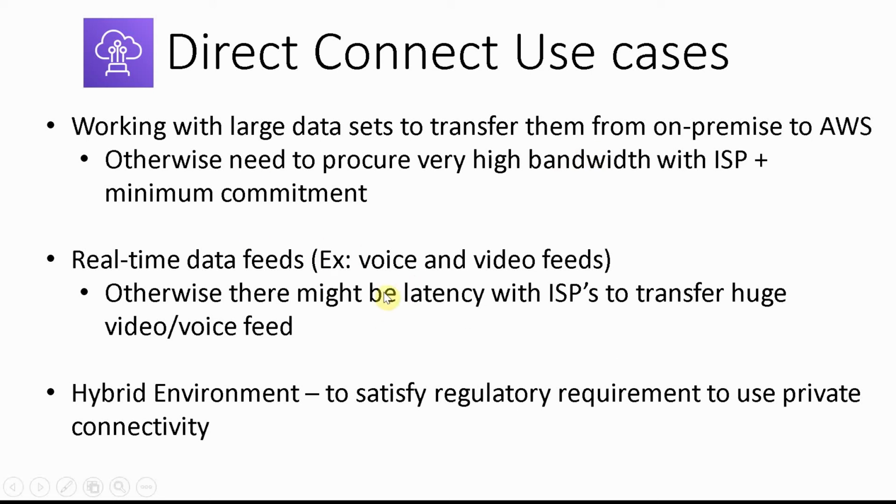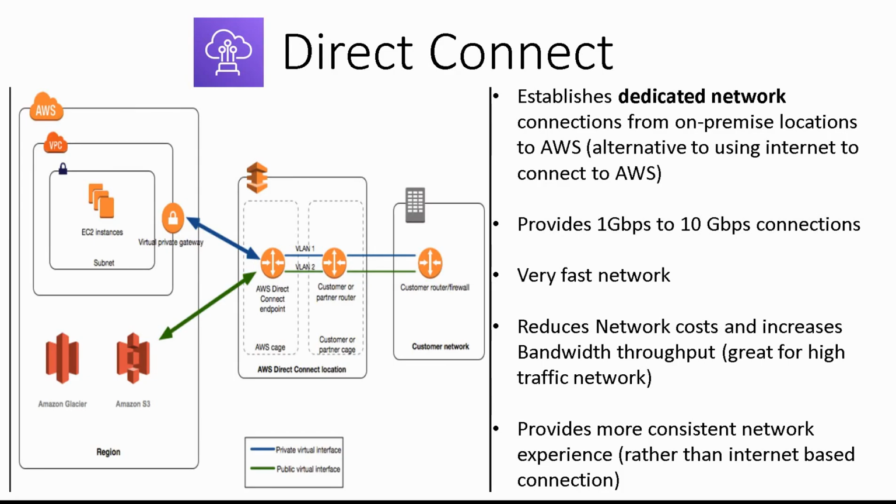Apart from that, the other use cases are real-time data feeds, where you're transferring a lot of voice and video feeds in real time. Then you need Direct Connect. In this case, they need to have the dedicated connection laid out across. Is this available for all customers, or do they have to have a dedicated line laid out for the entire network? Correct. Otherwise, they cannot offer the Direct Connect.